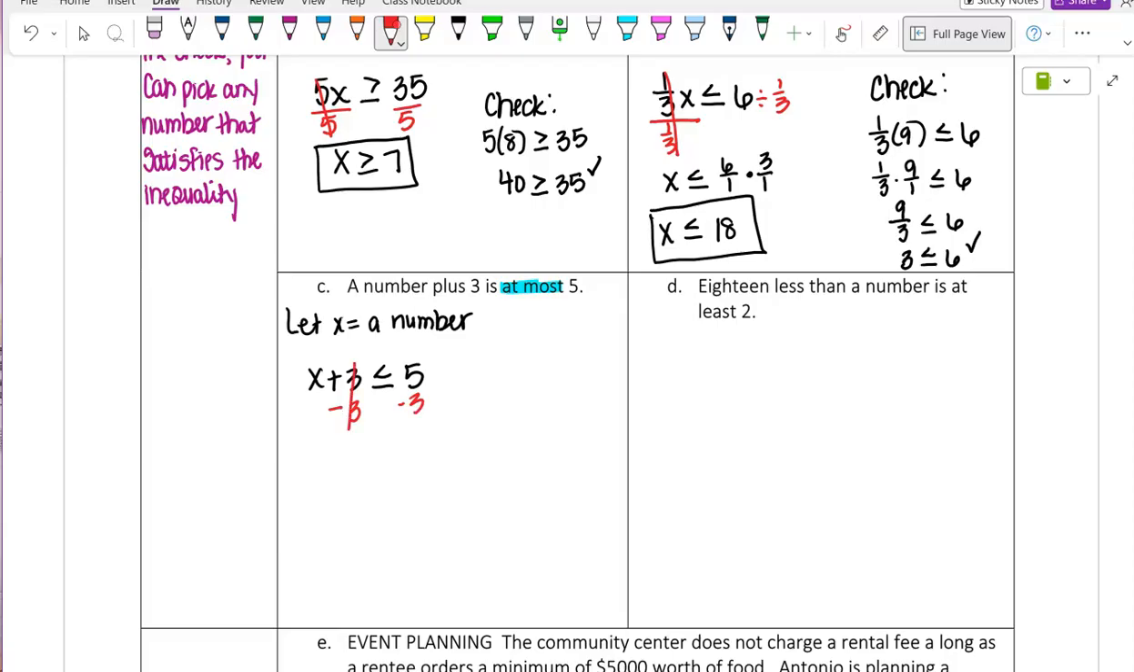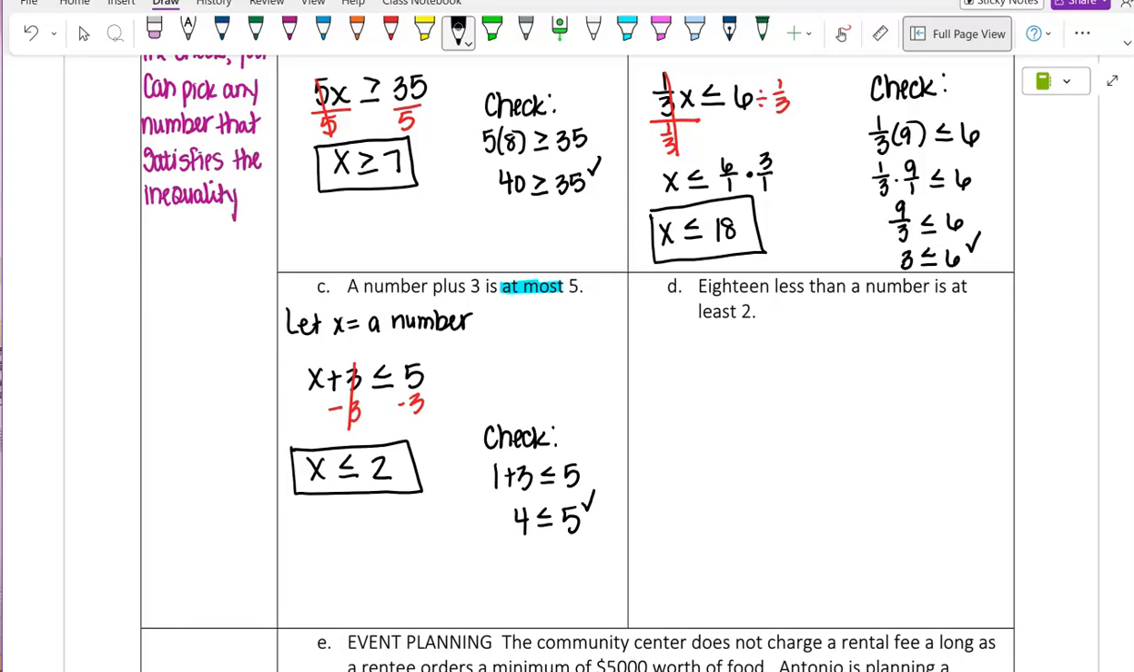So because we're adding 3, we're going to subtract. So x is less than or equal to 2. So again, in my check, I want to use a number that's less than 2 just to show that my math is correct. So what is a number that is less than 2? 1. So 1 plus 3 is less than or equal to 5. 4 is less than or equal to 5. That checks.